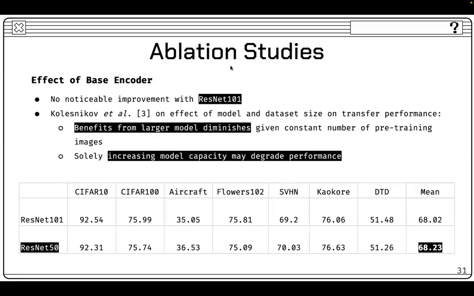Next, I also did some ablation studies on the effect of the base encoder. So I tried varying the base encoder to a deeper model, which is a ResNet 101. However, I noticed that there's no noticeable improvement with ResNet 101. And I cross-referenced a study done by Kolesnikov on the effect of model and dataset size on transfer performance, which states that the benefits from larger models diminish given a constant number of pre-training images, and slowly increasing model capacity may degrade performance. I note that further studies on the effect of base encoder may be required.